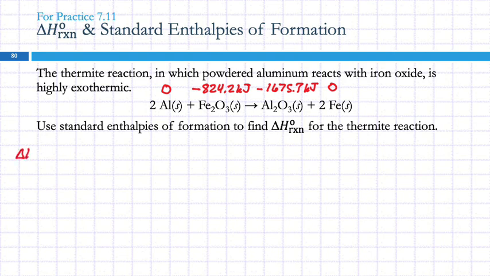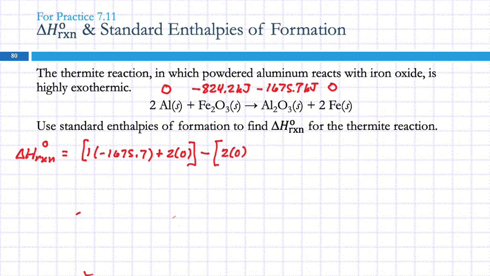So the standard heat of this reaction is going to equal the products. So here I have aluminum oxide, and there's only one, right? So I've got 1 times negative 1675.7 plus 2 times 0, if you want to be specific, and I'm going to subtract the reactants. Well, aluminum, there's 2 of them, 2 times 0. And for the iron oxide, there's only 1, and it's negative 824.2.